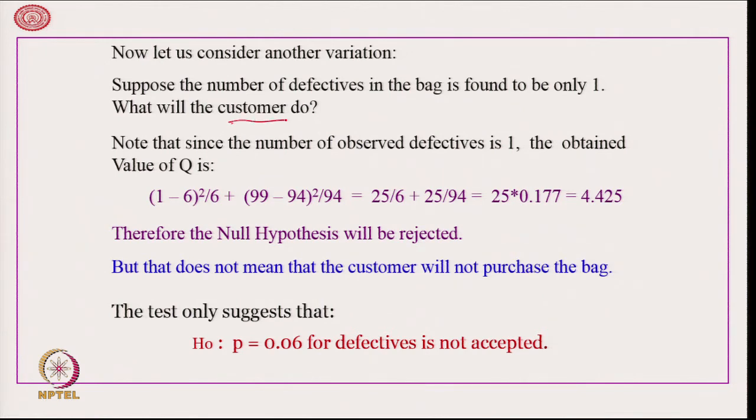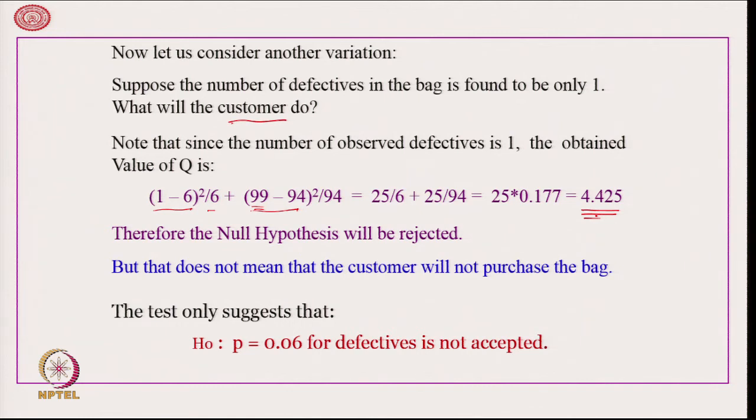Note that since the number of observed defectives is 1, the obtained value of q is going to be (1 minus 6) whole square by 6, plus (99 minus 94) whole square divided by 94. Here 99 appears because since there is only one defective, 99 of the other items are non-defective. This value is coming out to be 4.425, which is greater than the C alpha, that is 3.84, which we have seen some time back.